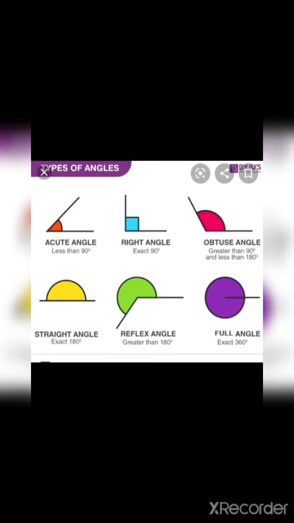Different types of angles. You can see here some pictures of acute angle. The measurement of an acute angle is less than 90 degrees. Then right angle, which is exactly 90 degrees. Then what is an obtuse angle? An obtuse angle means greater than 90 and less than 180 degrees. That picture is also shown here. Then straight angle. A straight angle means exactly 180 degrees. Then reflex angle. It is greater than 180 degrees. Then one more angle, the full angle, that is exactly 360 degrees.